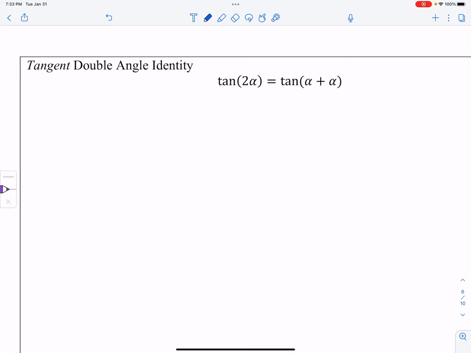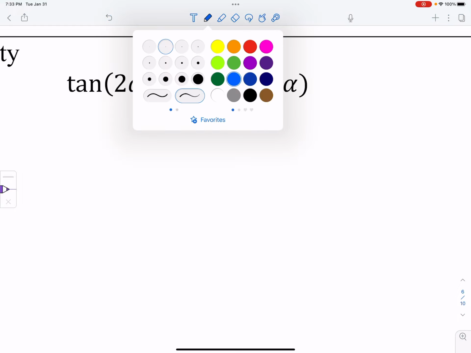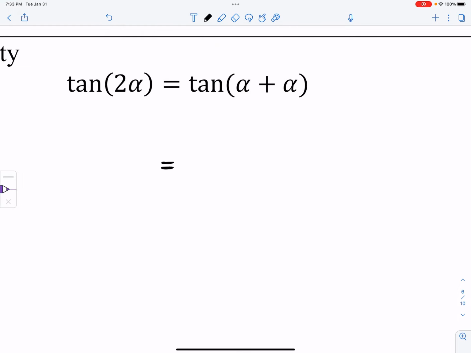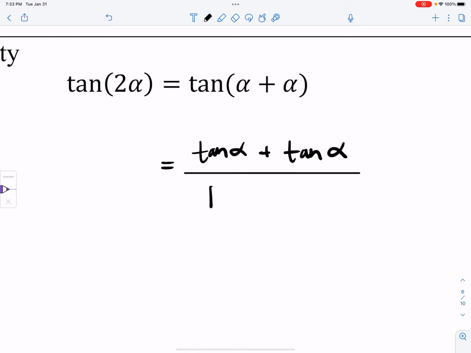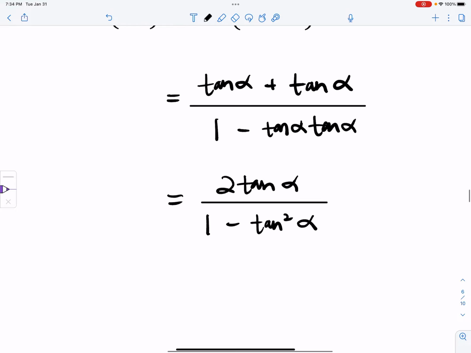Tangent double angle identity. So we've derived the sine and cosine double angle identities. There's only one tangent double angle identity, and we go back to rewriting 2 alpha as alpha plus alpha. And then referencing the angle sum identity for tangent, tan alpha plus tan alpha over 1 minus tan alpha tan alpha would simplify to be 2 tan alpha over 1 minus tan squared alpha. And that's it.